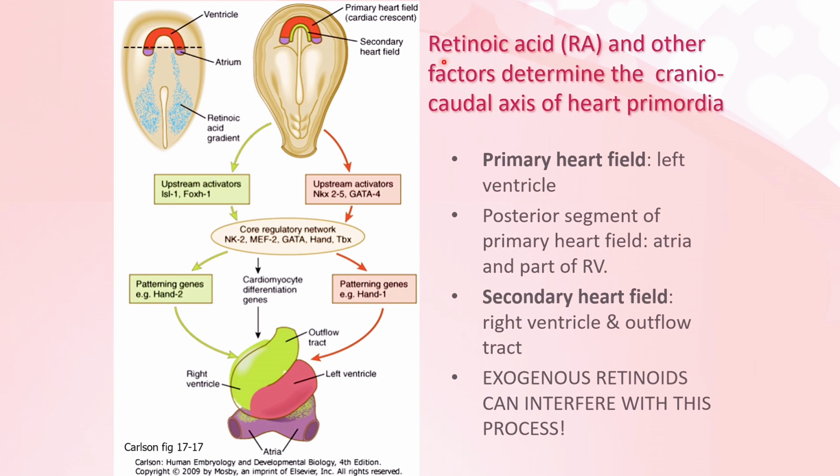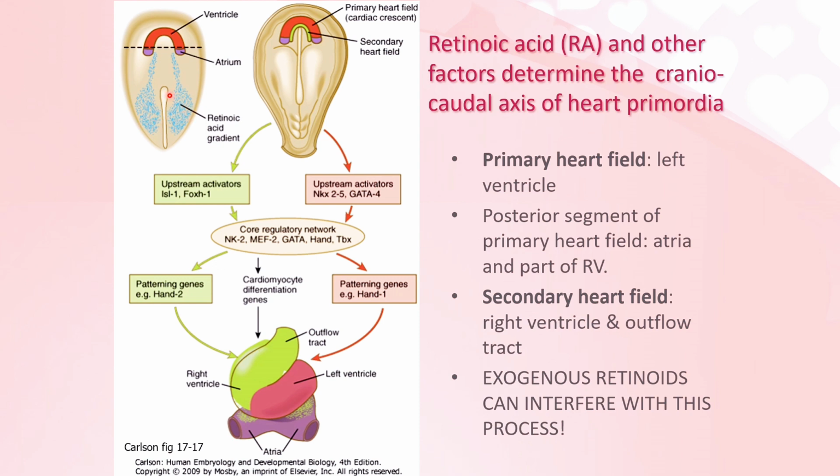Another factor, which is retinoic acid, also determines the craniocaudal axis of the heart primordia. This retinoic acid is initially secreted by the mesoderm in the splanchnic mesoderm, and this retinoic acid then induces a gene for the expression of retinal dehydrogenase. As a result of retinal dehydrogenase, the splanchnic mesoderm in the heart forming area in the outflow region also starts producing retinoic acid itself, and the retinoic acid gradient increases in the venous area of the heart.